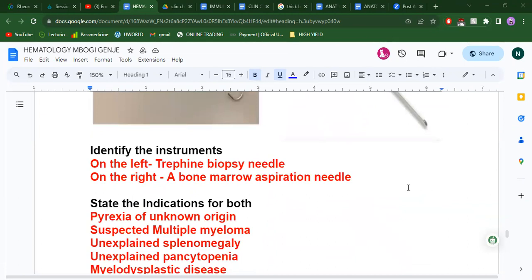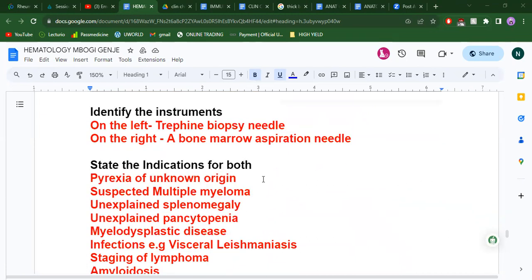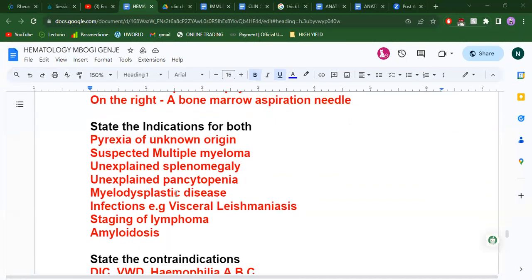Indications, quite a lot too: pyrexia of unknown origin, suspected multiple myeloma, unexplained splenomegaly, unexplained pancytopenia, myelodysplastic syndromes, infection, staging of lymphoma, myelitis. I haven't even exhausted the list, but they'll ask maybe four, so you have to know these four.